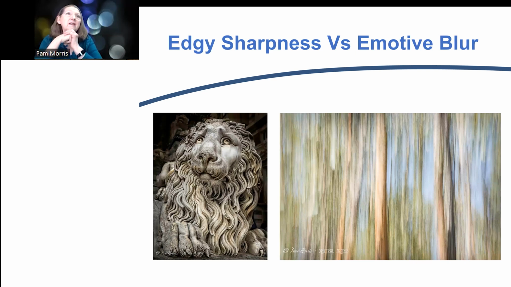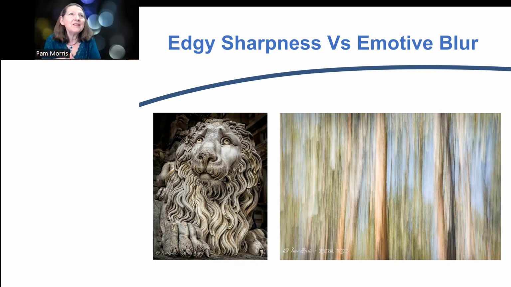Now, texture can come in lots of different ways. It can be edgy and sharp, as in the image on the left here. And you can see that there is an emotive aspect to this lion as well. He looks like the saddest lion in the world.